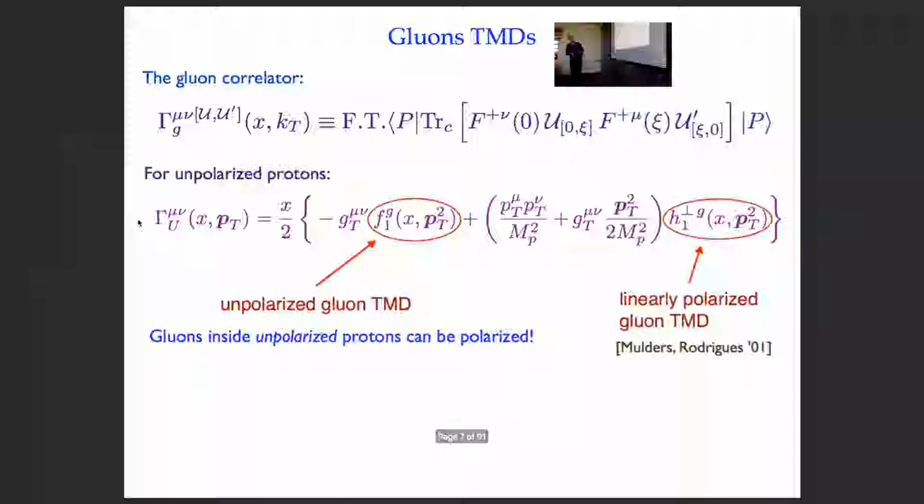And there can be this other thing, which is a TMD of linearly polarized gluons. Inside an unpolarized proton, there can be linearly polarized gluons, as long as they have transverse momentum. That's essential. And you see here this rank 2 structure, so if you integrate over transverse momentum, this averages out. I thought you introduced that. Not for gluons.